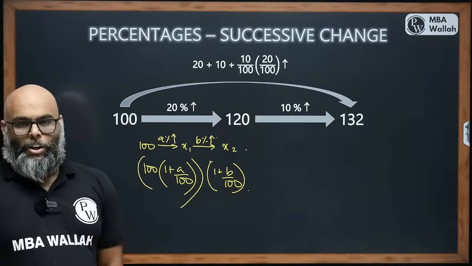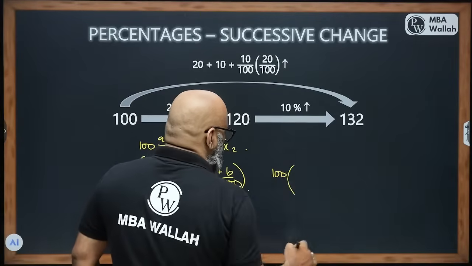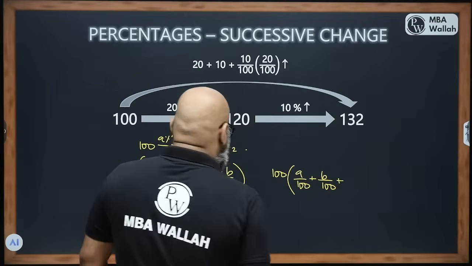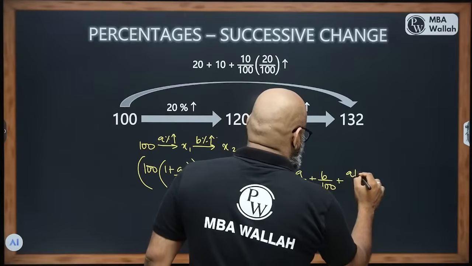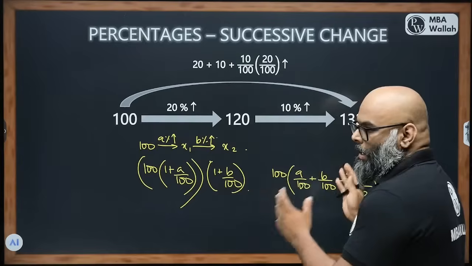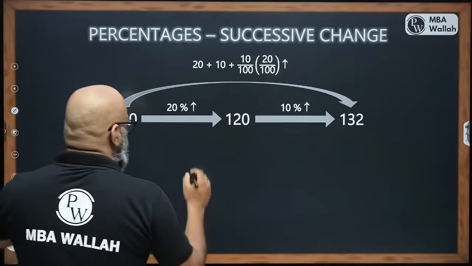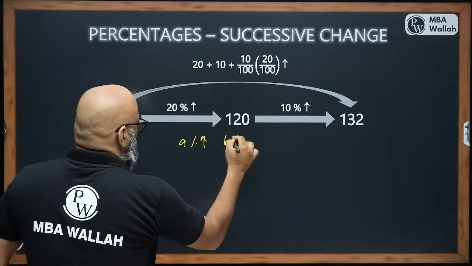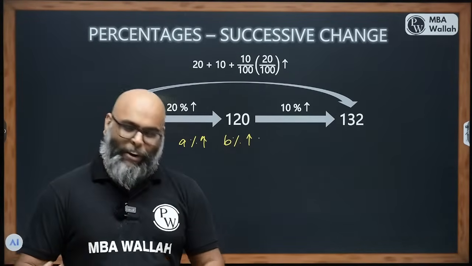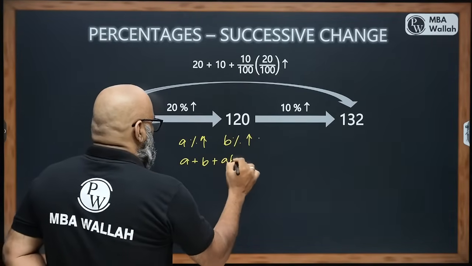When you solve this entire part, you will finally get 100 into A by 100 plus B by 100 plus AB by 100 by 100. This is how you will get it. So don't go deep into the derivation here. That's not necessary. Simply say A% increase, B% increase. It's nice to know the derivation, but if it feels like that's a little too much in your head, feel free to dump it for now. We'll get to that later. You will say A plus B plus AB by 100.